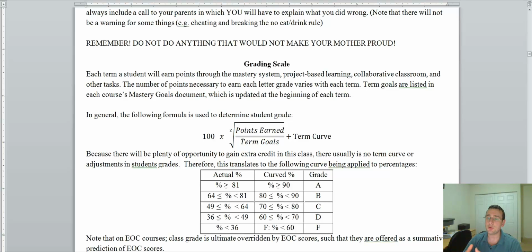If you get 81% of the points, the curve will transform that into a 90, and so you get an A. If you get between 64 and 81% of the points, the curve will turn that into something between 80 and 90, and so you're going to get a B. If you get between 49%, which is half, and 64% of the points, you're going to get between a 70 and an 80, which is a C. And if you get between 36%, which is only about a third, and half, you're going to get a D. Anything less than that, you will fail the class. All right? So that's kind of how it works for each quarter.